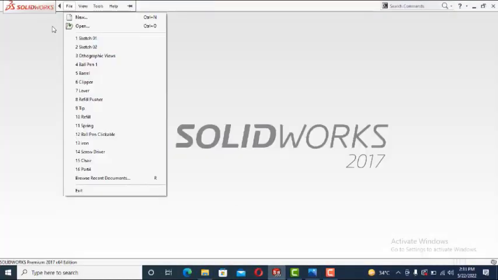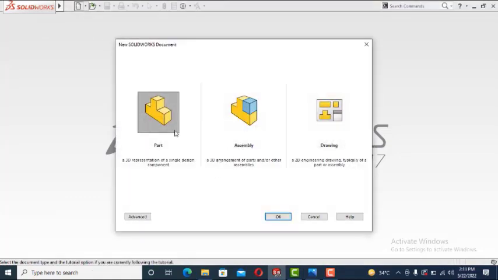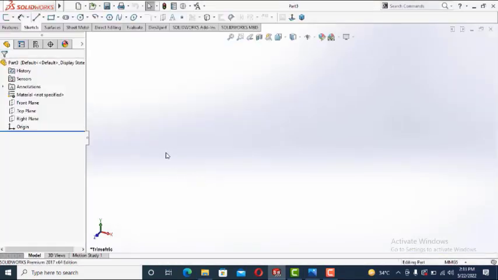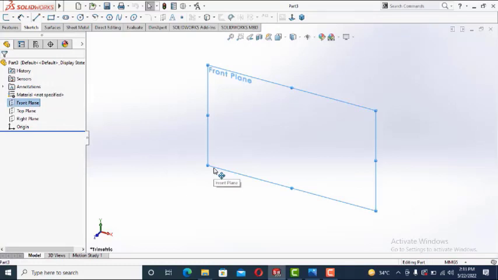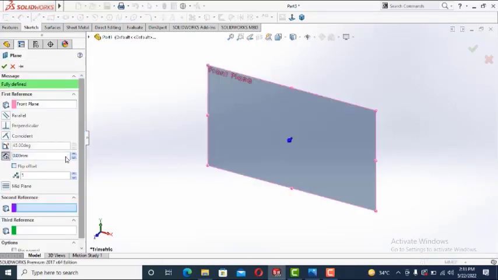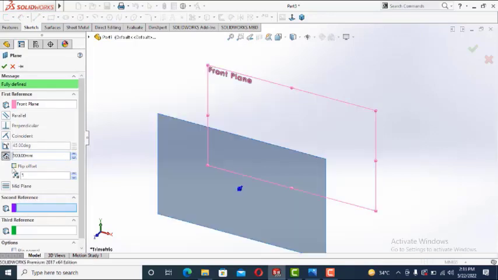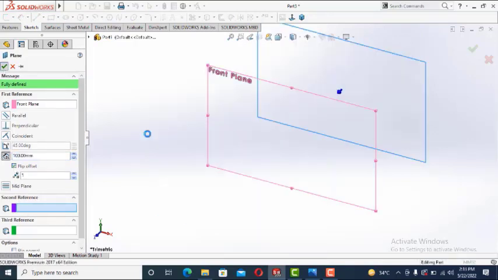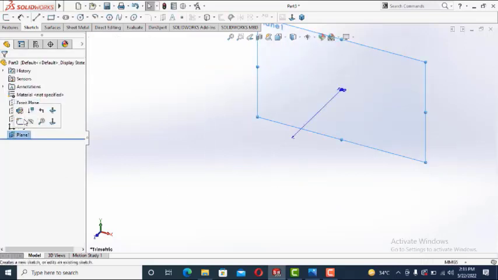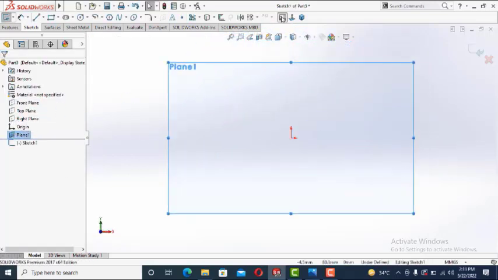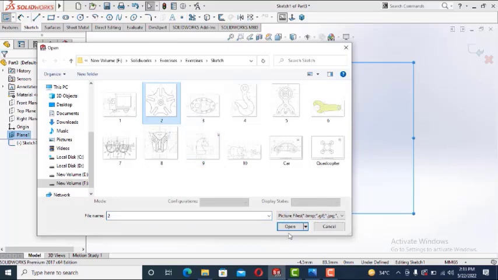Start a new part. Now as before, we will paste our drawing onto the plane. First draw the plane, sketch on the plane, sketch picture, Geneva wheel.